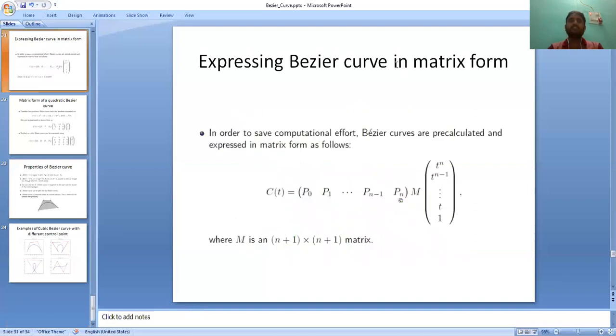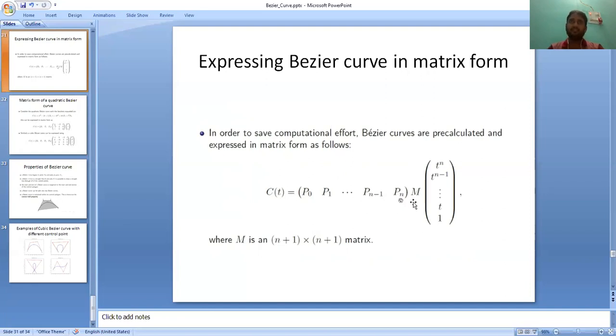We can express the Bezier curve in matrix form. Now, matrix representation is important in computer graphics because it saves the computational effort. So when we express this C(t), that is the point on the Bezier curve, in the form of the matrix, this is what P0, P1, and Pn. These are the control points, and this is M. M is nothing but the binomial coefficients.